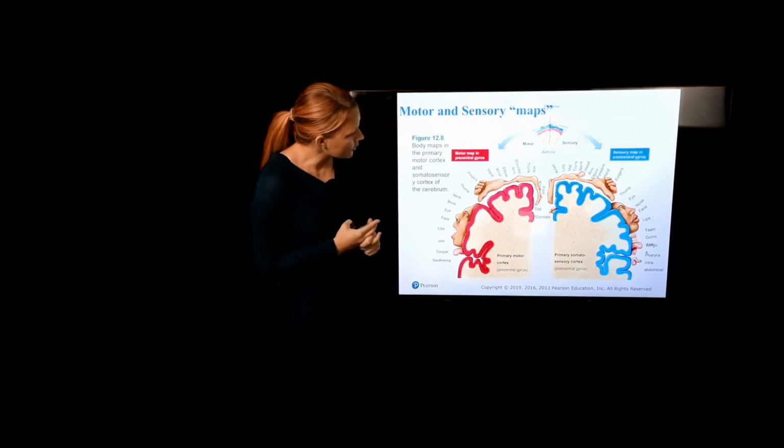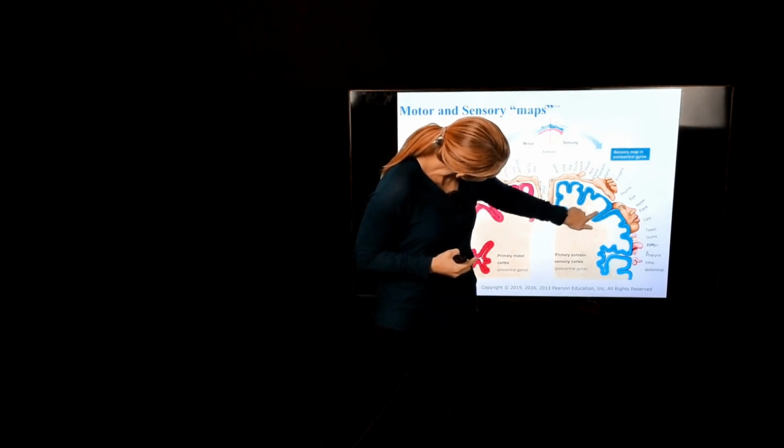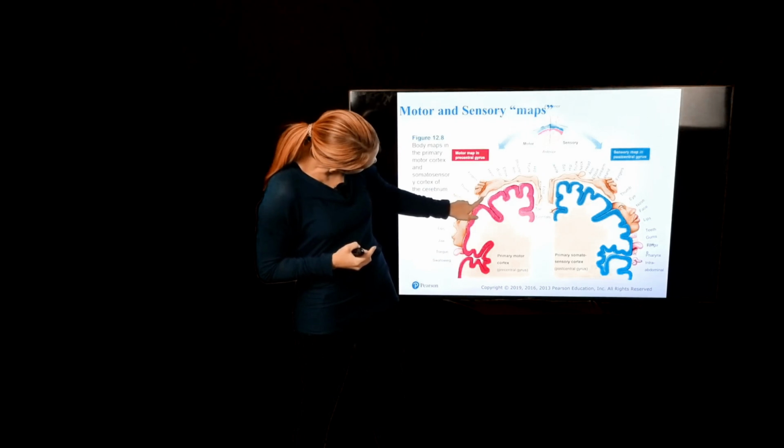So you can kind of note that, see how the thumb, you have extra cortical area here, as well as over here. You see it really well, your thumb.